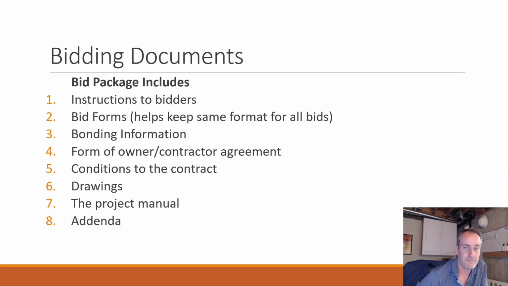Any kind of bonding information that might be necessary. Any agreements between the owner and contractor might be listed in the bid package as well. Drawings are probably the most important things. What's the project going to consist of? What's it going to look like? Parts and pieces. You can count up all the necessary stuff. The project manual: in the project manual, you would have more of those specifications of how the project needs to be done, and any addenda that are added to the end of the bid package.